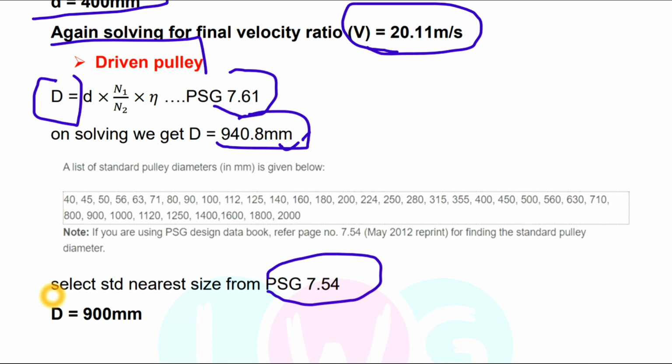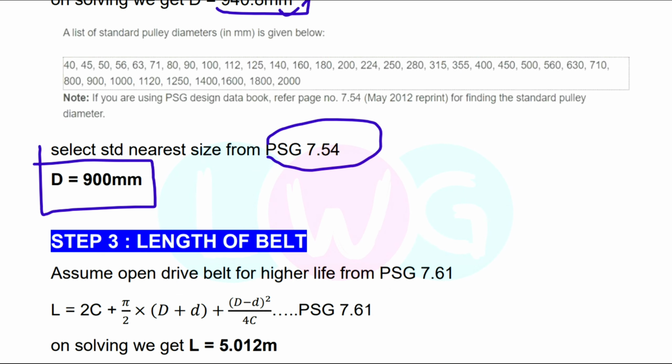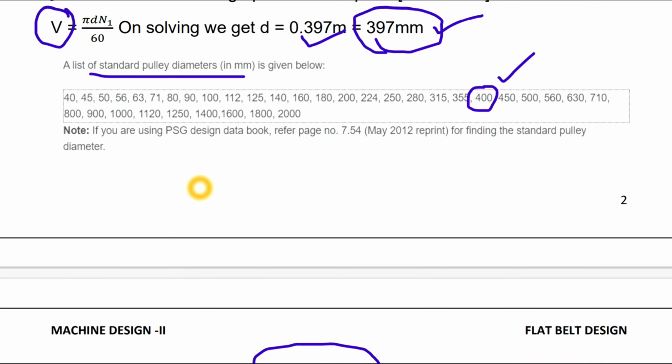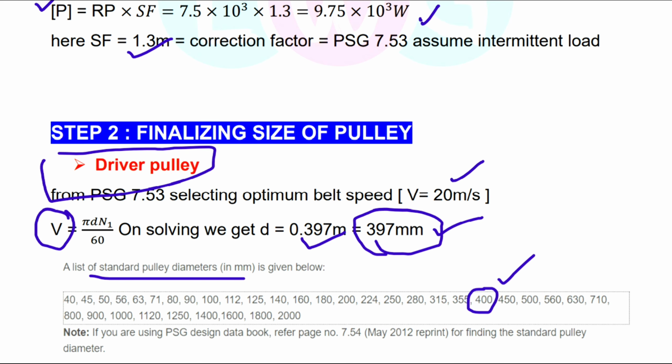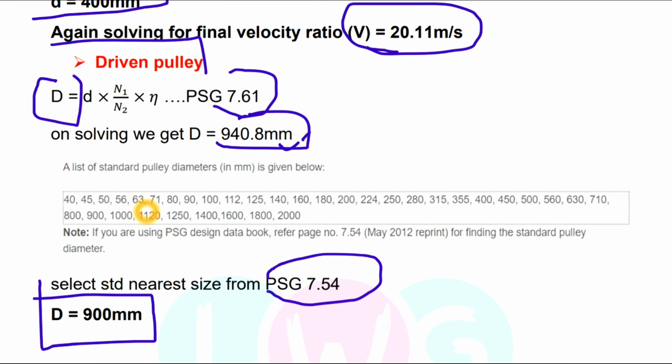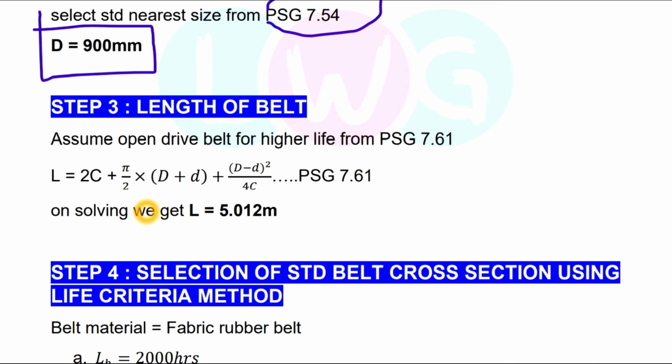Okay, so we select the 900 value. So the nearest value is 900, so the diameter of the driven pulley will be 900. So in step number 2 we have calculated the diameter of the driver pulley as well as the driven pulley. Okay, so moving to step number 3.